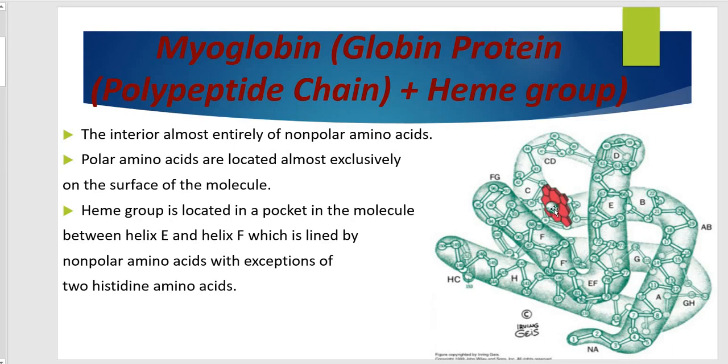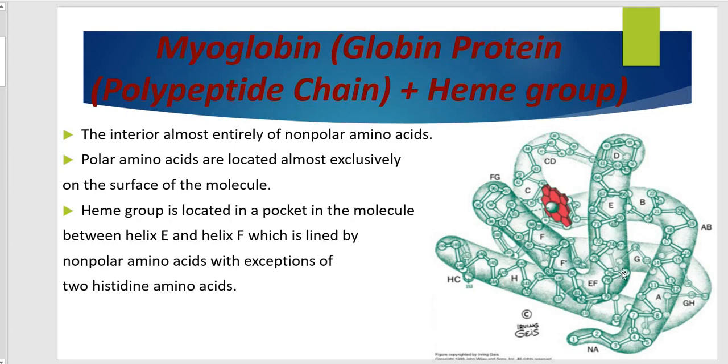Ferrous iron will form 4 bonds with nitrogen of the pyrrole ring and 2 additional bonds, one with oxygen and one with histidine of the polypeptide chain of the globin. It's present here between the stretches F and E.